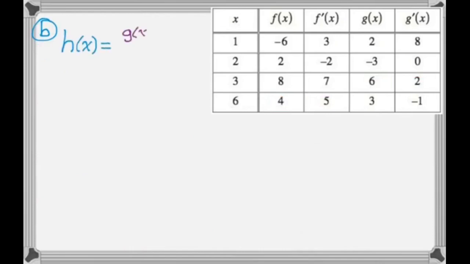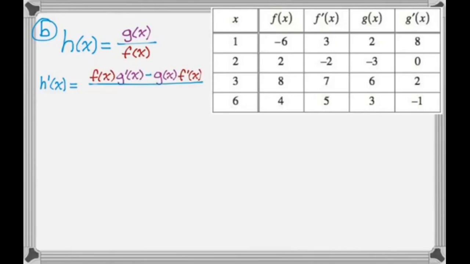Okay, so the next part is telling me that h of x is a new function. It's going to be g of x over f of x. So I guess that's a small twist, because usually it's f over g, but here it's g over f, and I need to find h prime of 1. So quotient rule. So it's going to be bottom times derivative of the top minus top times derivative of the bottom, and then all over the bottom squared.